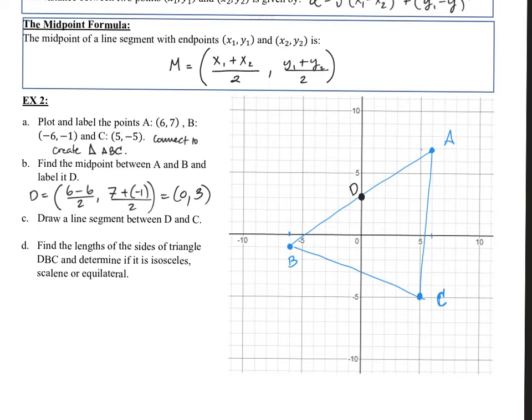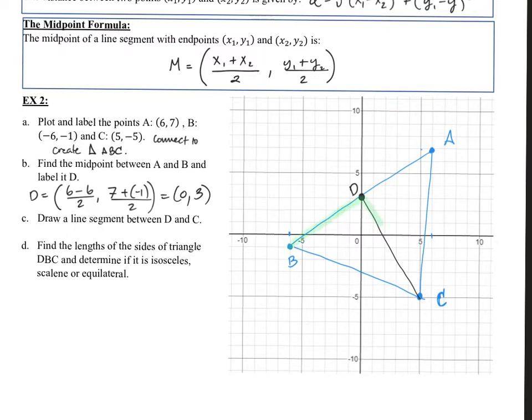Next, draw a line segment between D and C. Okay, here's our line segment. Ooh, that looked horrible. Oh, try again. Better. All right. Now, find the lengths of the sides of the triangle DBC, and determine if it is isosceles, scalene, or equilateral.